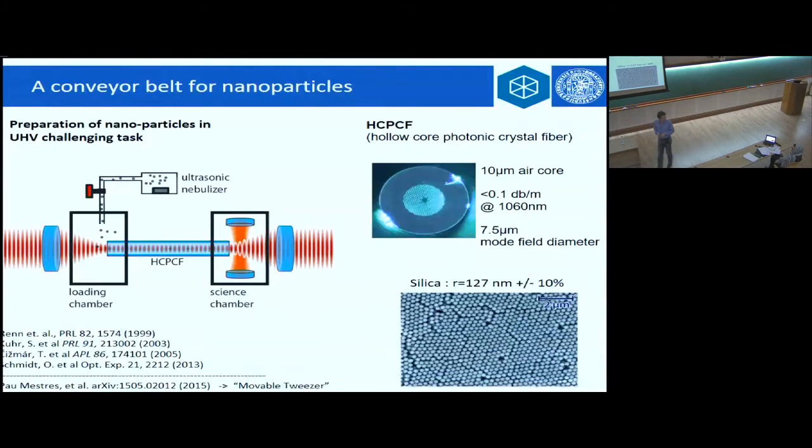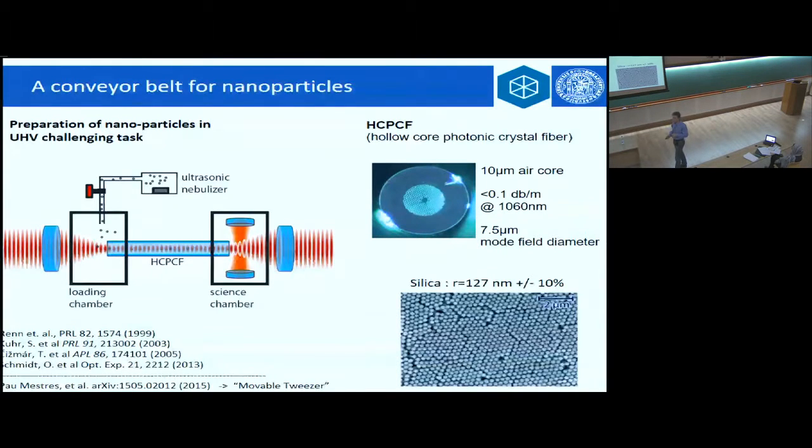And this is the state of affairs in this context. So the idea is that we do something very similar to the conveyor belt experiments for atoms in the Mesoscopic group. We would have a conveyor belt for the nanoparticles, two light beams focused into a hollow core fiber. That's a hollow core photonic crystal fiber, where here is a 10 micrometer hole that can guide a single mode of light, a bit more than only a single mode. And we would trap the particles here and then guide them inside.